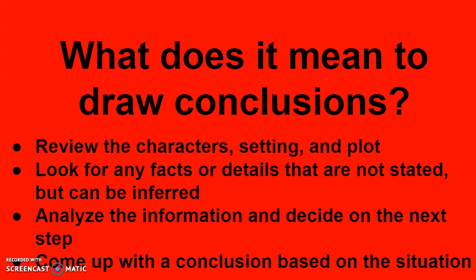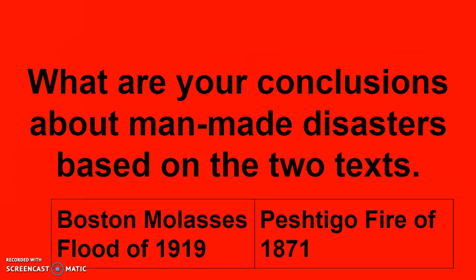Third, we are going to analyze that information and we're going to decide on our next step. Based off of the information that they've given us, what do we think or what can we infer will happen next? And last, we are going to come up with our conclusion based on the situation. So we are going to be drawing conclusions off of the text that we have already read.